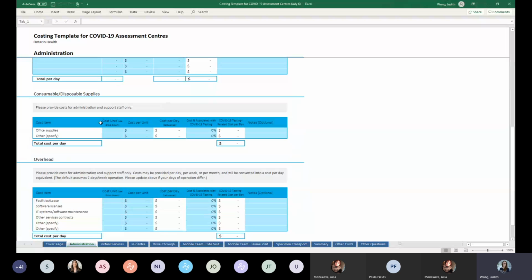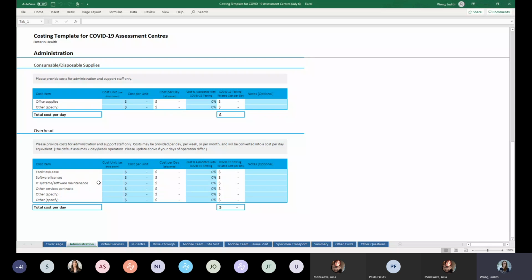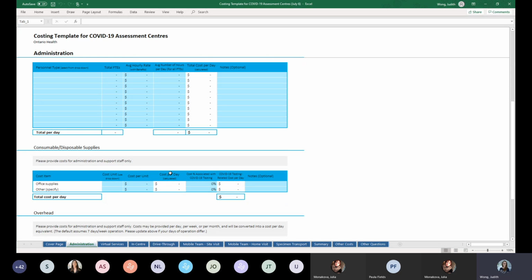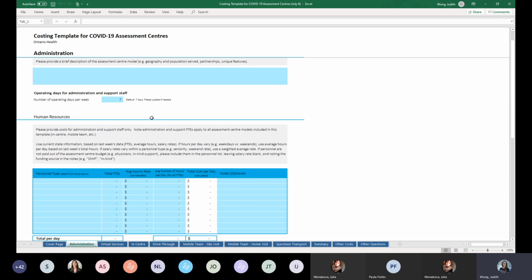Also on this tab, there's some space for supplies, which we're assuming is just office supplies in this case, but there is room for specifying something else, and overhead support. When you're entering this information, we've allowed you to enter cost per day, per week, or per month, depending on what is easiest in your cost structure. It will calculate for you a cost per day based on your operating days that you've entered above.